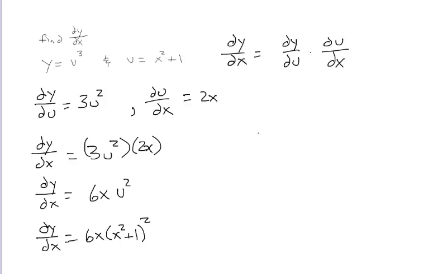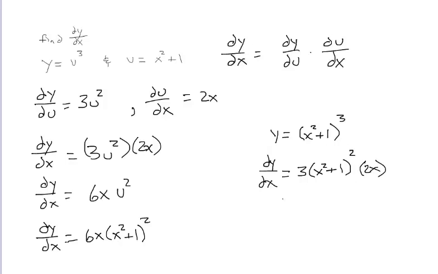So that's how you'd break it up in pieces, and you can also put this function together and see that it works the same way. So if we combine this function, we would have y is equal to u cubed, and u is equal to x squared plus 1 cubed. So now dy dx is equal to 3. Rewrite the inside, x squared plus 1. Subtract 1 from the exponent, and then times the derivative of inside the parentheses, which is 2x. And you can see that we get the same answer that we got before.